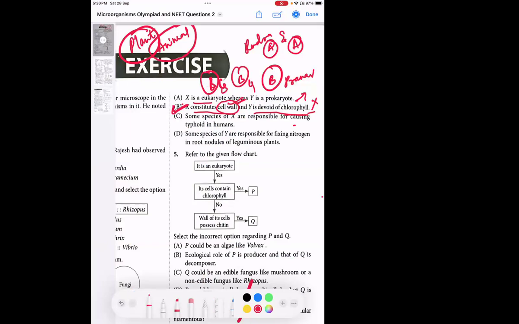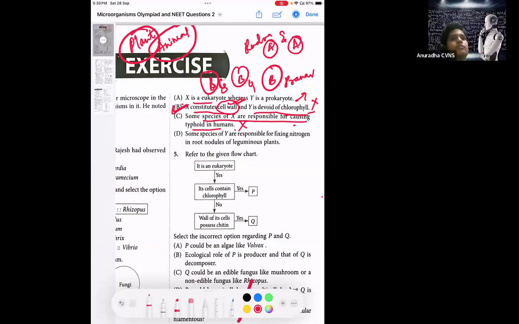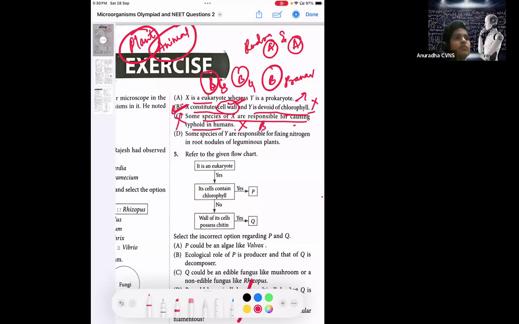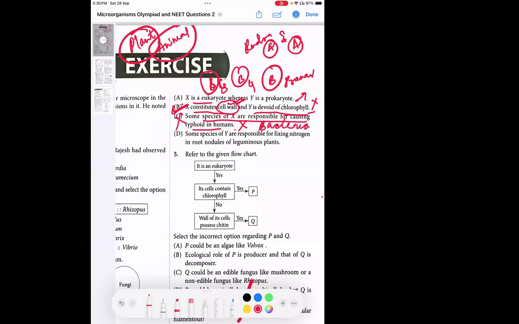Whereas if we check for the C, they said that some species of X are responsible for causing typhoid in human. So is it true? Can the plants cause the typhoid in humans? No, ma'am. No, right? That is why it should not be C. So C is automatically incorrect. Whereas D, typhoid is caused by bacteria, correct. It is caused by the bacteria called Salmonella typhi.